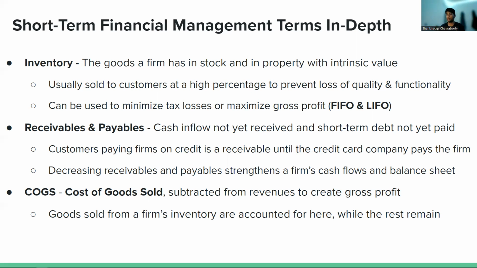Moving forward, we have receivables and payables, or accounts receivable and accounts payable. So these are cash inflows that have not yet been received, or outflows that have not yet been paid, or short-term debt in this case. So customers paying the firms on credit is a receivable until the credit card company pays the firm. So you pay the card company, whether it's Discover, Visa, MasterCard, Amex, anything, and then once they collect that, they essentially pay the vendor.